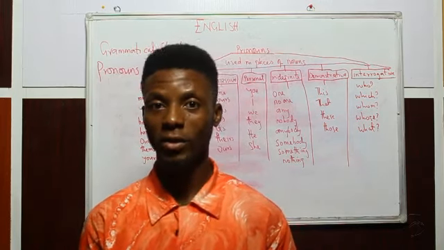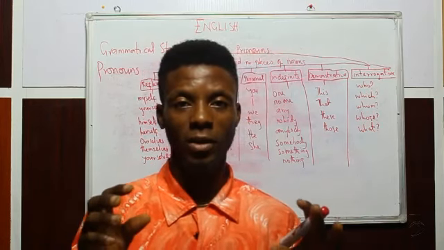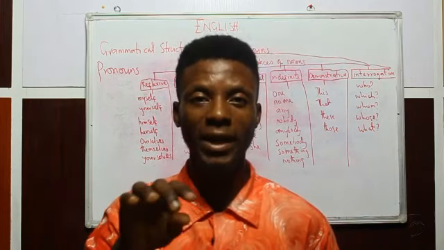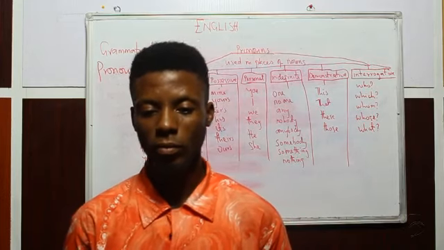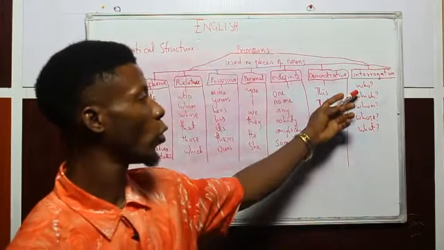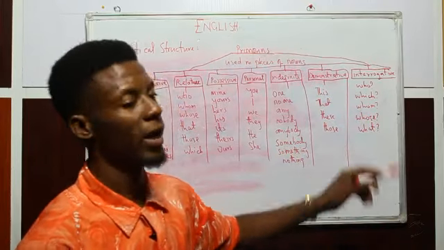What do we mean by ambiguity? Ambiguity means something of two meanings, a sentence that is obscure, that is, the meaning is not clear. That is what we mean by ambiguity. We have interrogative pronouns. These include who, which, whom, whose, and what.